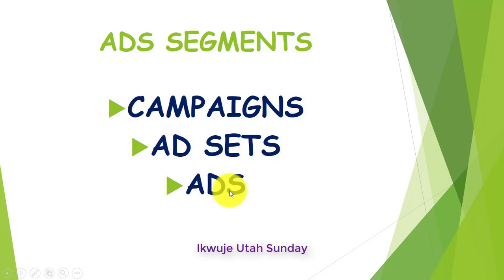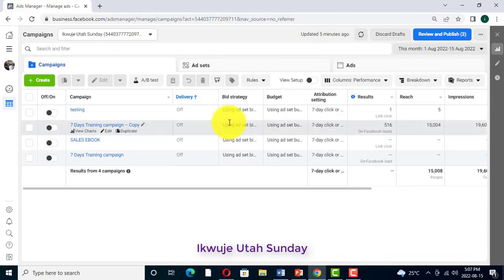So let's go to my ads manager where I can explain to you practically what they are all about. Alright, here we are on my ads manager. As you can see, like I told you, we have three segments of Facebook ads. We have the campaign, we have the ad set, and we have the ad itself.